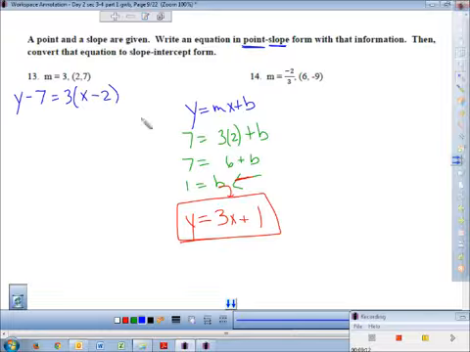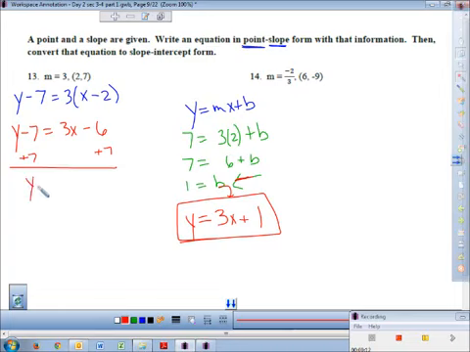And now we've got to convert it to slope-intercept form by distributing through. So y minus 7 equals 3x minus 6. And now finally add 7 to both sides, and y equals 3x plus 1. We got the right answer that we wanted.